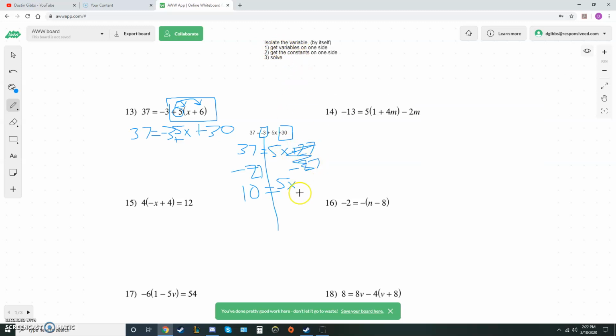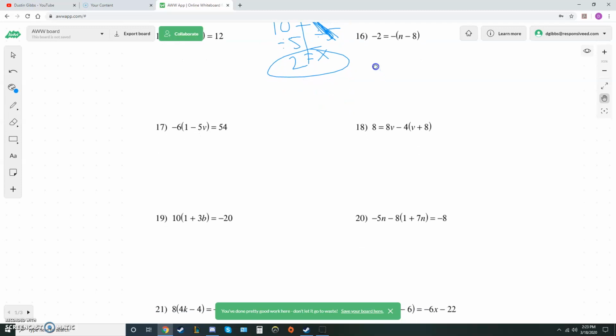So now variables on one side, constants on the other side. So now we just need to finish solving. And what that means in this case is this is a coefficient, 5x, so we need to divide by 5 to both sides to get rid of it. Again, remember we use inverse or opposite operations to solve. So these 5's cancel out and the x drops down. 10 divided by 5 is 2. Boom, 2 equals x.